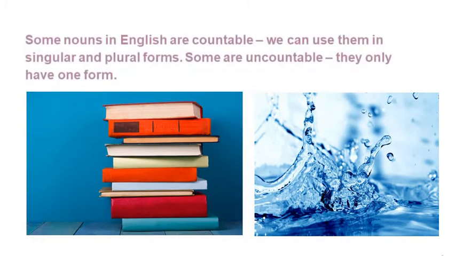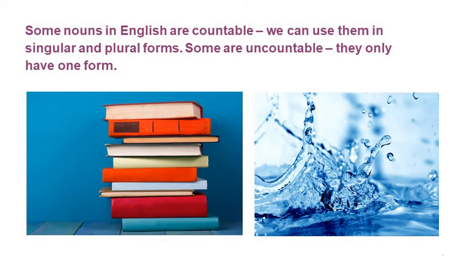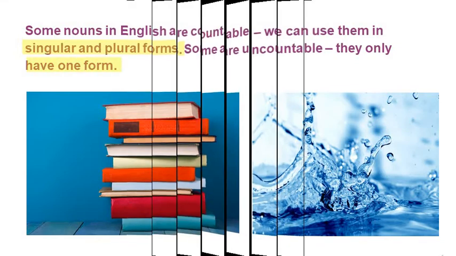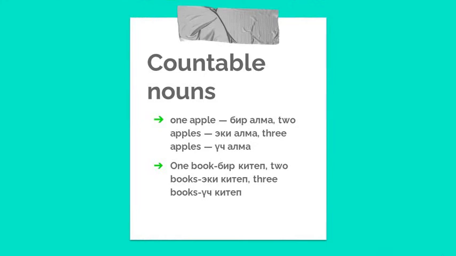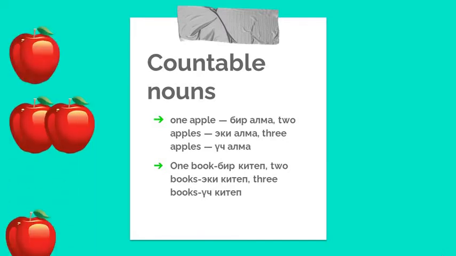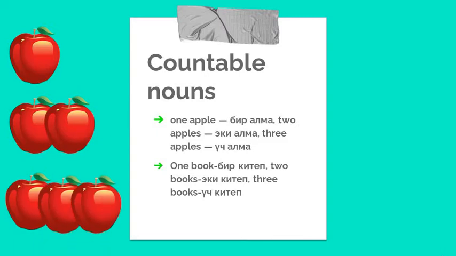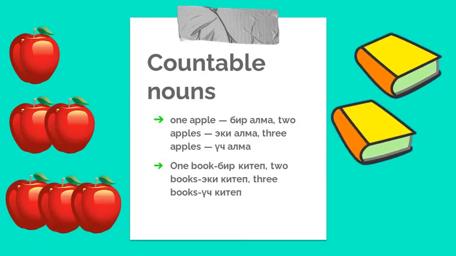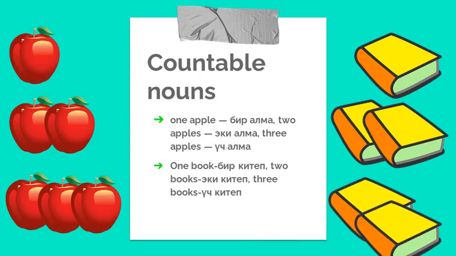Some nouns in English are countable. We can use them in singular and plural forms. Some are uncountable. They only have one form. Countable nouns are the nouns which we can count. For example, 1 apple, 2 apples, 3 apples. A book, 2 books, 3 books.